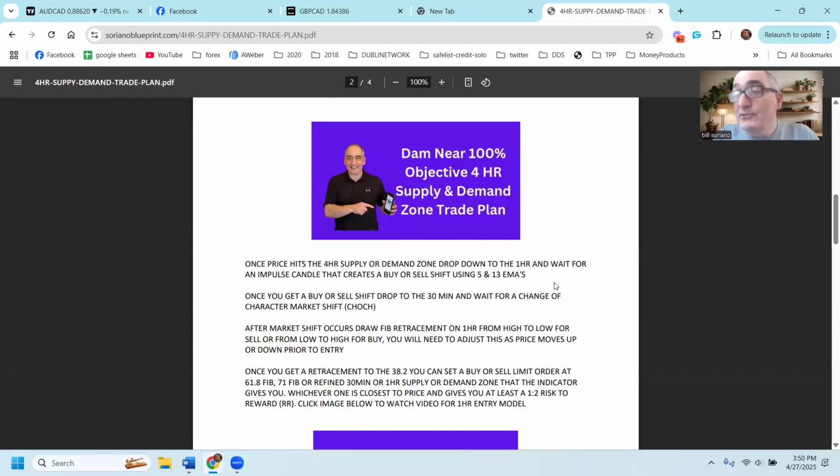And the idea is to use the one closest to price, which would be the 71, as long as you have at least a 1-to-2 risk to reward ratio on the trade. If you don't, then you have to try to enter on 78.6. If you still don't have a 1-to-2, then you have to find the 30 or the 1-minute refined supply or demand zone. And if that still doesn't give you a 1-to-2, then you just would skip that trade. Okay. So that's basically what you're doing.